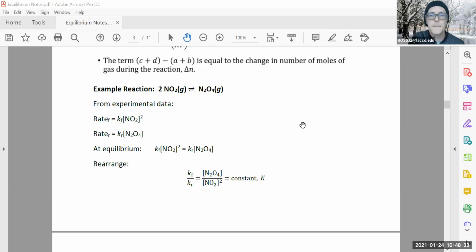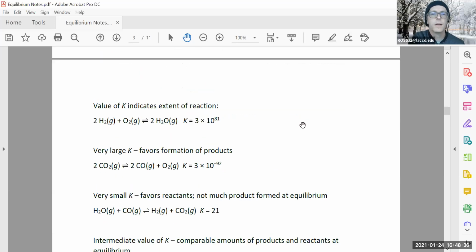Okay. Values of equilibrium constant can indicate the extent that the reaction has reached. So for example, if we take this reaction, 2 moles of hydrogen gas plus 1 mole of oxygen gas give 2 moles of water gas. And we're told here that the equilibrium constant is essentially infinite, right? It's 3 times 10 to the 81. That's a ridiculously large number. It may as well be infinite. That means we would say that the equilibrium is shifted far right.